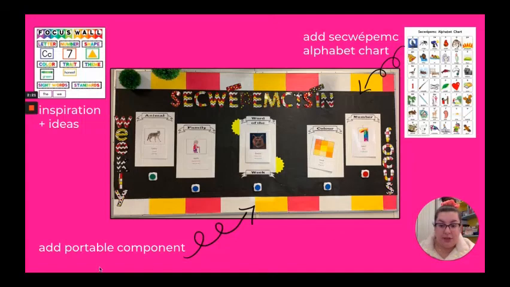So you can see here that I added at the bottom that I would add the portable component on key rings, just like we saw in one of the variations. I would add a Secwepem alphabet chart, which I took a picture of here. And then I also included this focus wall as an inspiration or ideas for how I could continue on, maybe for the word of the week, including shapes or themes or different sight words or different words that kept coming up. Maybe if we were studying salmon or something in our science unit, I would include it on the Secwepemchin word wall as well.